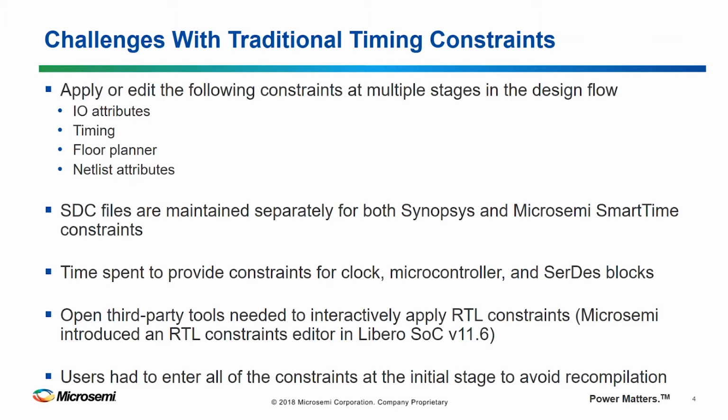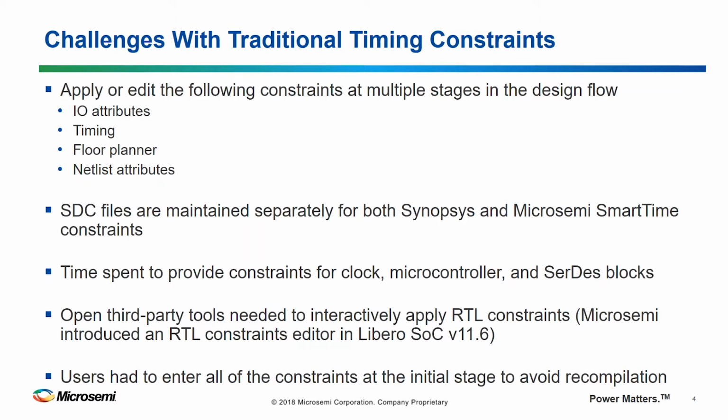So some of the challenges that occurred with traditional timing constraint methodologies were applying and editing constraints for multiple stages in the design flow. We have constraints for the I/O attributes, pin assignments, I/O standards, attributes like pull-ups, pull-downs, Schmitt triggers, delays on the inputs. We have timing constraints for synthesis, timing constraints for layout, timing constraints for timing verification after layout. We may want to do some floor planning, and there may be some netlist attributes that we use. And we have netlist attributes that can be used both for synthesis and for layout.